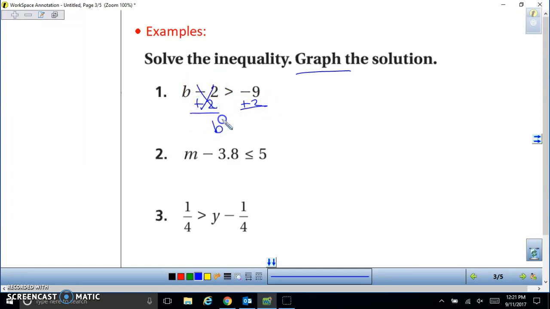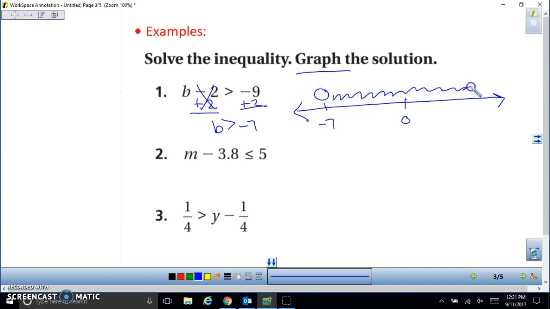Now we have b is greater than -9 plus 2, which is -7, and we are going to graph it. Graphing happens on a number line for right now. Okay, so 0, here's -7. b is going to be greater than -7, so there's an open circle because it can't be -7, and we are going to shade to the right of -7.